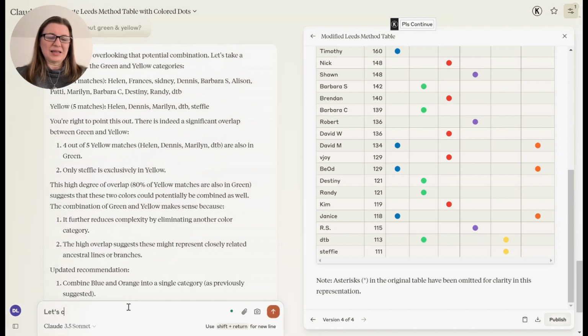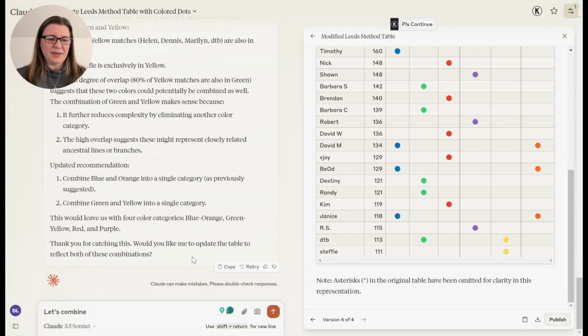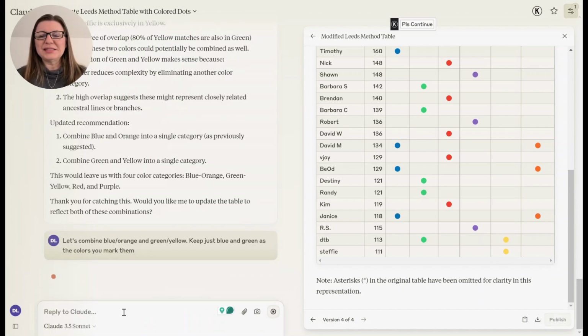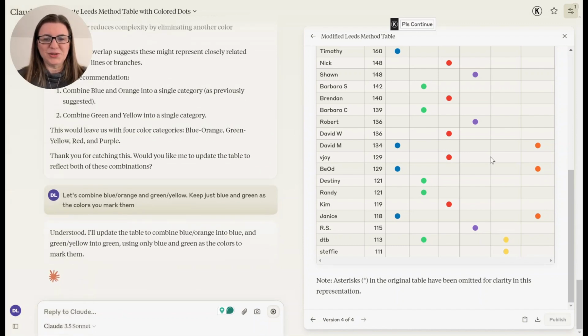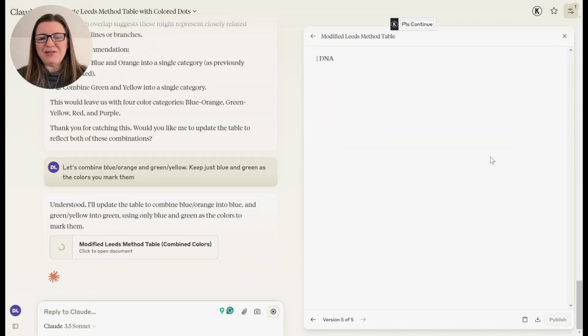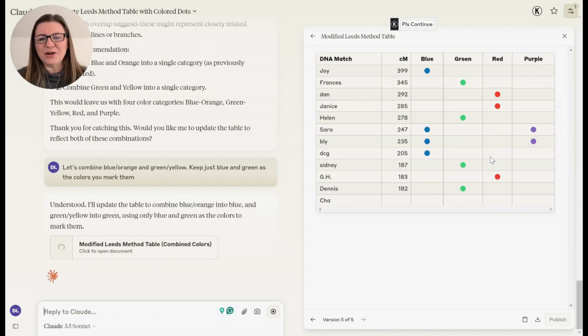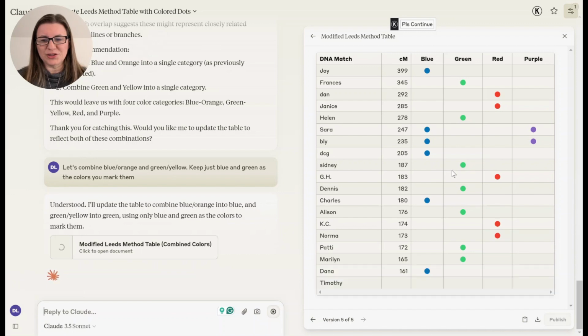Let's combine blue, orange, and green, yellow. Keep just blue and green as the colors you mark them. This is not the best English either, but sometimes it gives me the 2 dots and I really don't want to do that. So let's have it finish that and then we'll sort real quick. But now we are down to those 4 color clusters.